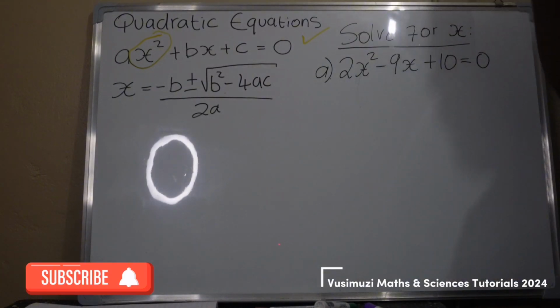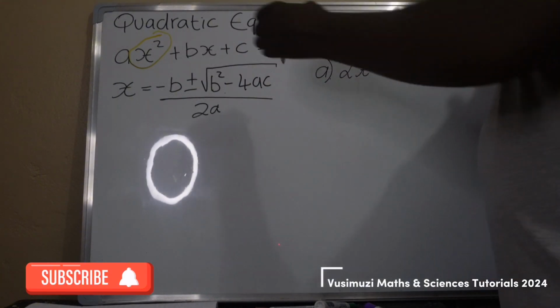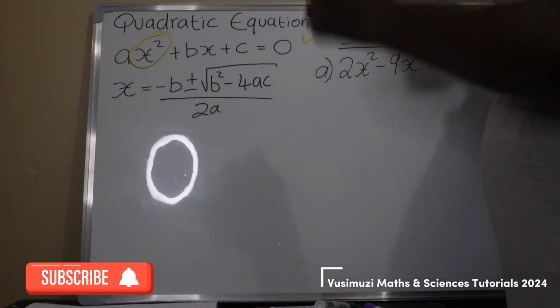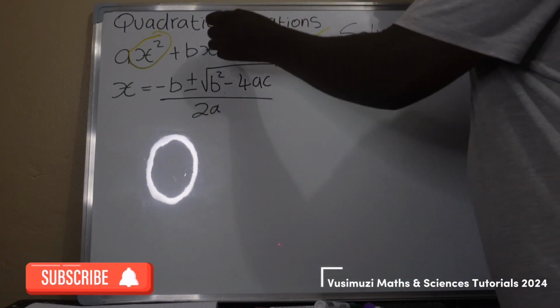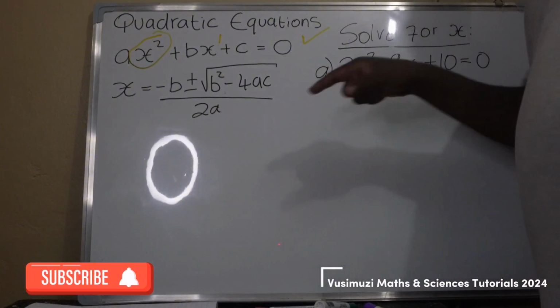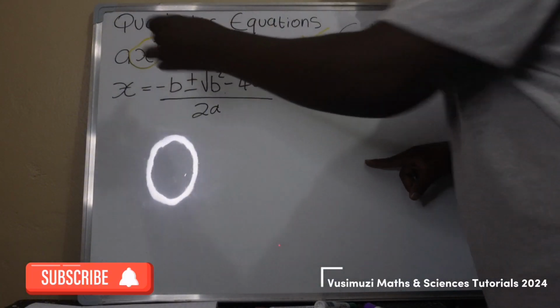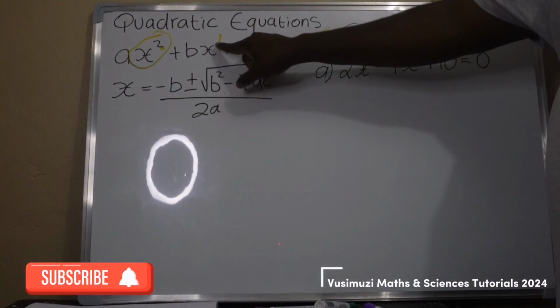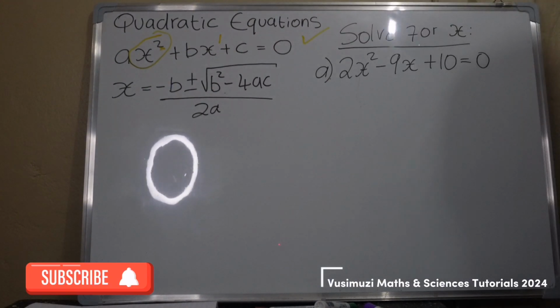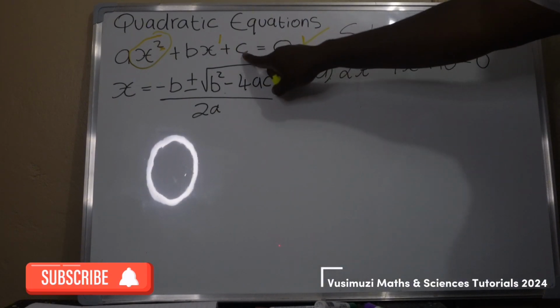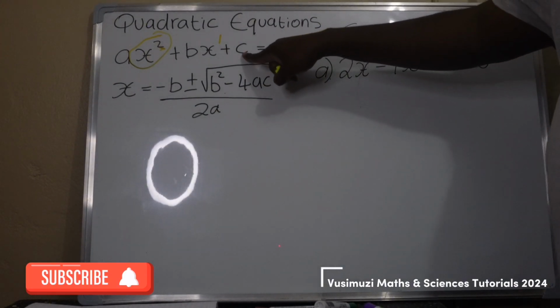And our middle term must have what? Must have again a variable with an exponent to power 1. Our exponent is to power 2. This one is to power 1. And c represents our constant. I hope I'm clear on that one. This c represents the constant.